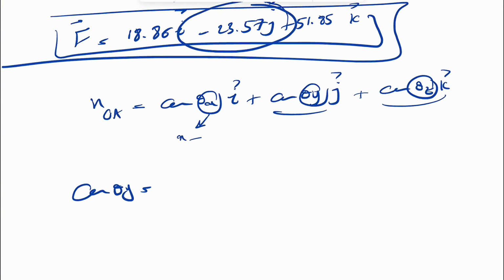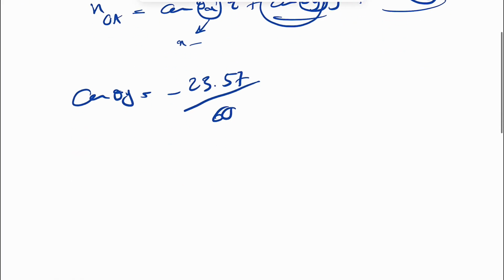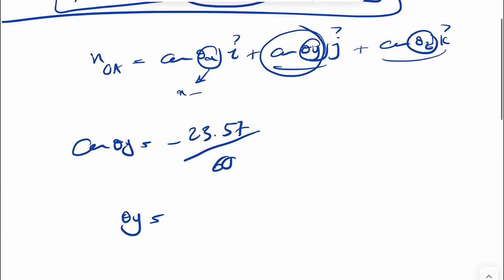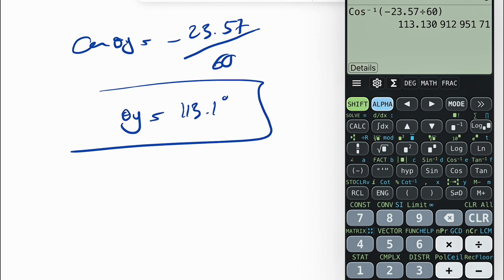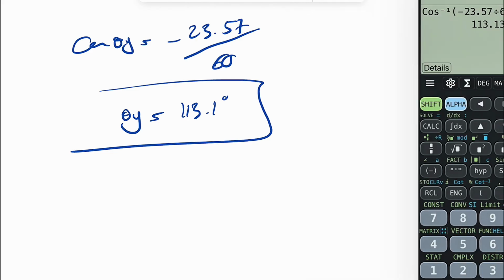If we divide this by 60, that gives us the unit vector component, or cosine of theta y, and we just have to find theta y, which is the cosine inverse of that value. We can see that the angle is going to be in the second quadrant because it's negative. So negative 23.57 divided by 60 gives us 130.1 degrees. And as we expected, the angle is in the second quadrant, between 90 and 180 degrees. And that's pretty much everything.